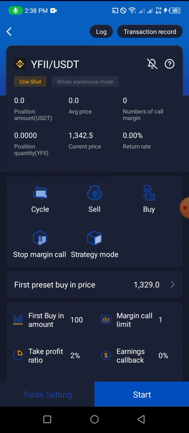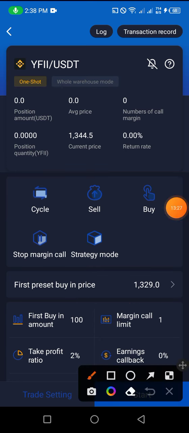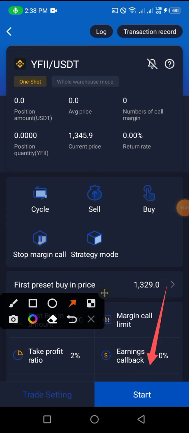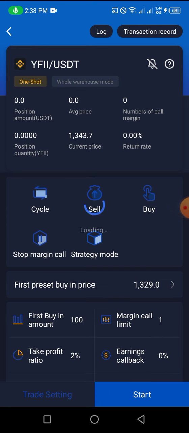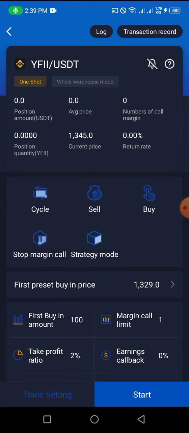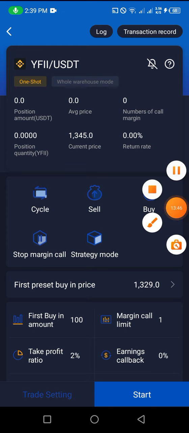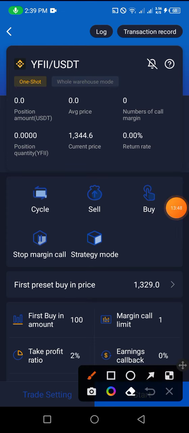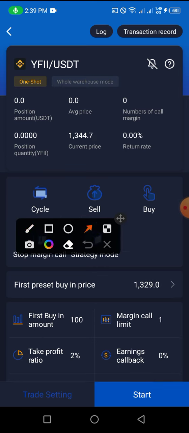So if that is set, then we just start our robot. Tap on start. Okay, it's showing that there's insufficient gas fee, so I can't start the strategy. But if I had sufficient gas fee there, which is more than $2, what will happen if I tap on start?